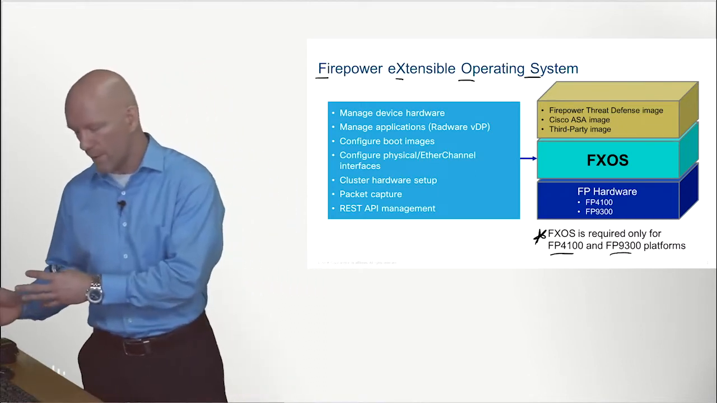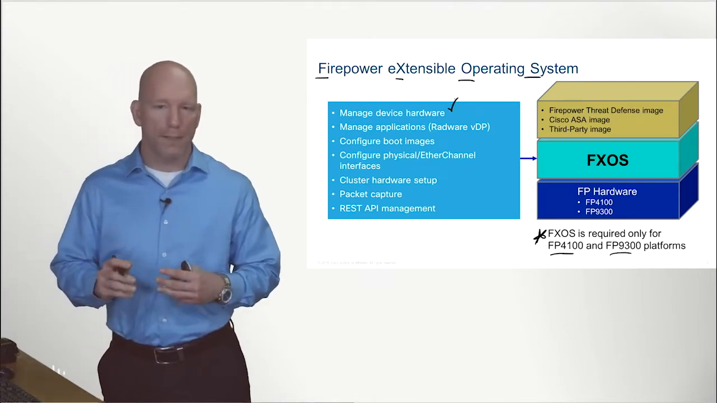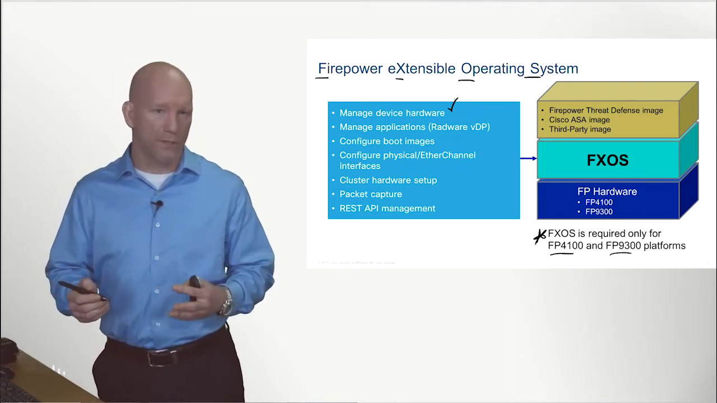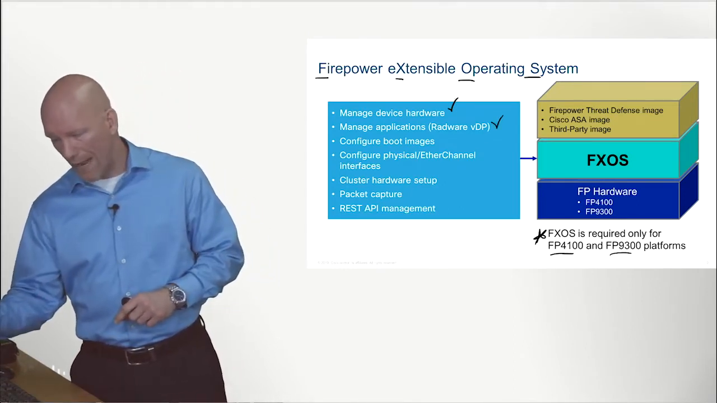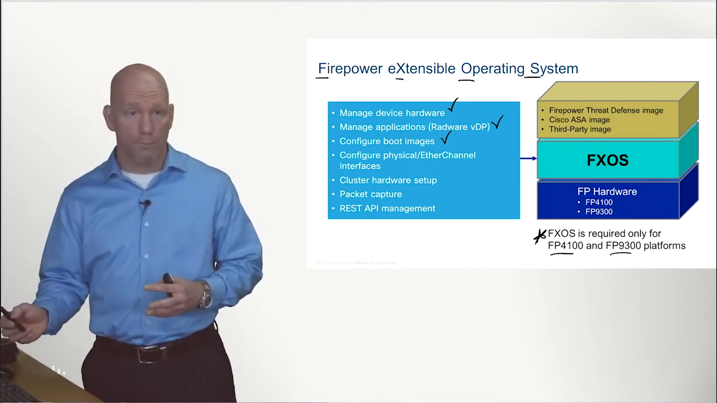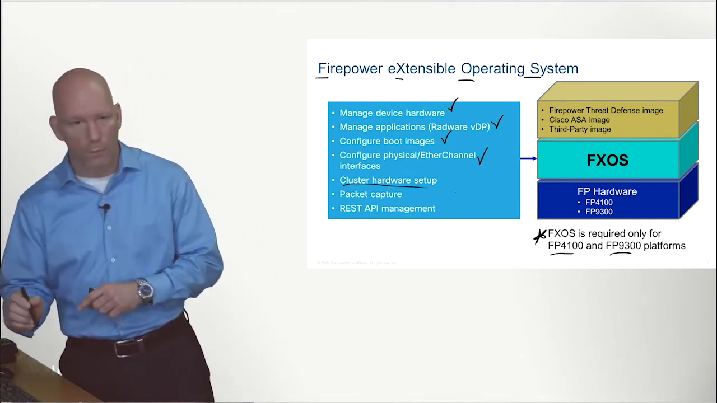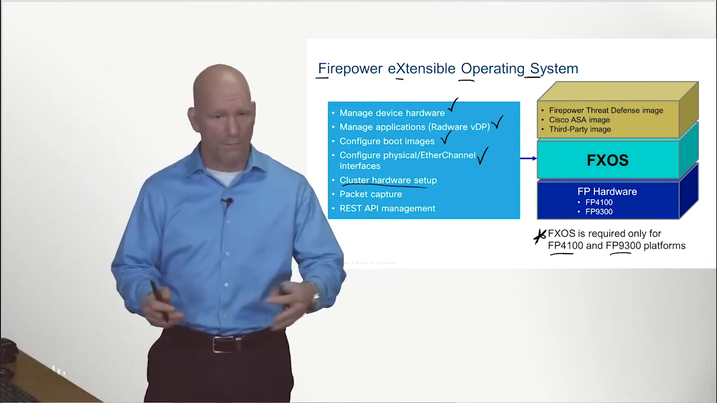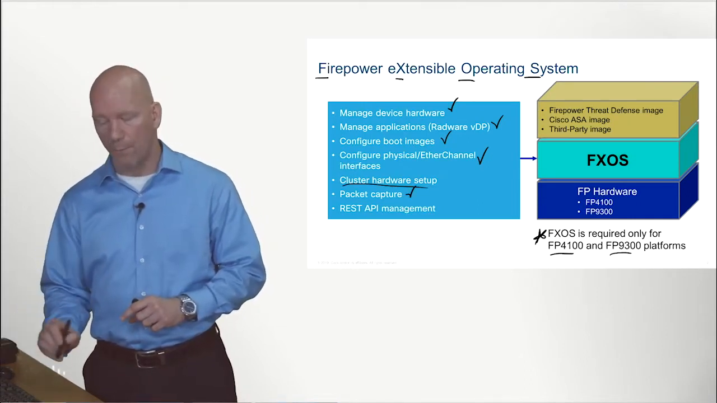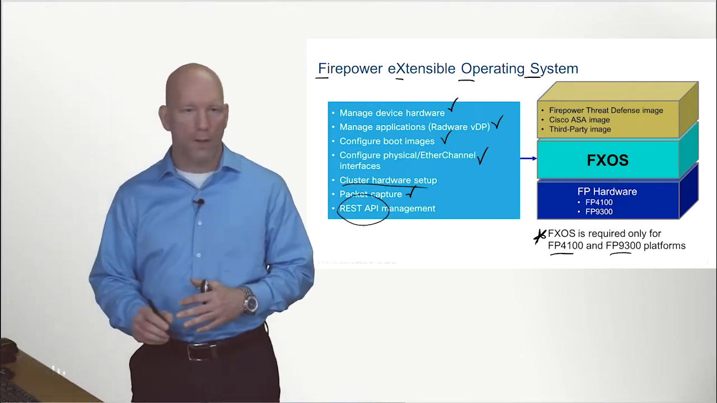So these 4100 series and 9300 series appliances, it allows us to monitor the physical hardware, even go in and do interface configuration changes, our ability for certain applications like Radware vDP management, configure boot images, define various boot images. As we mentioned a moment ago, interfaces and port channels, even set up hardware clustering between multiple different appliances. We have an entire topic coming up a little bit later on clustering. We can do some entry-level packet capturing, and the management of this operating system is all going to be REST API based.